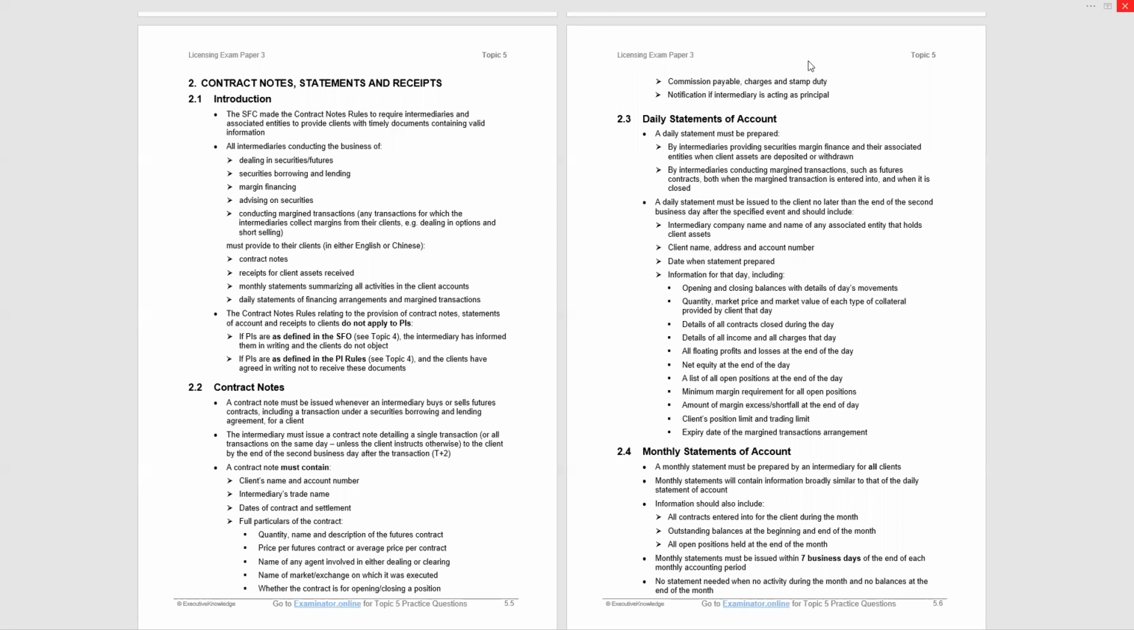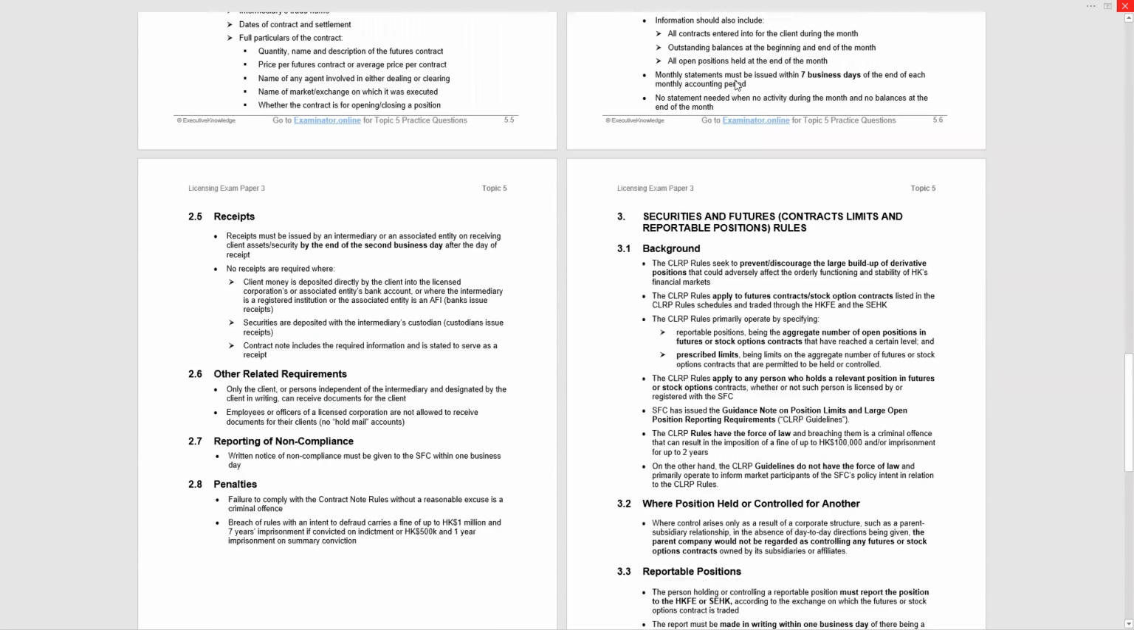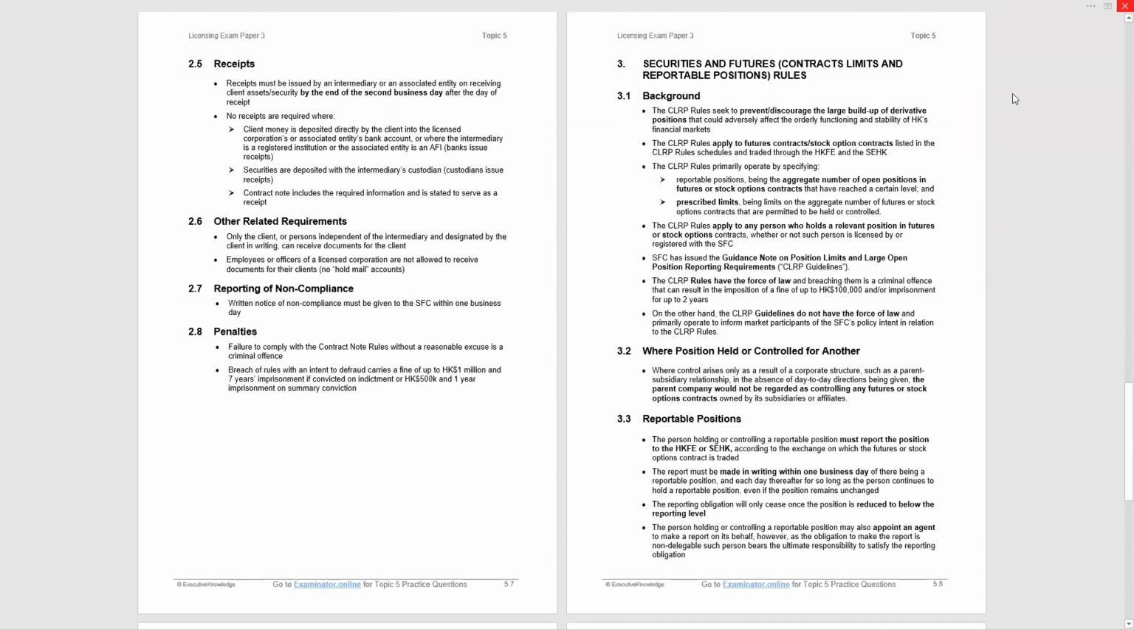And last point at page 5.6, no monthly statement is needed when there's no activity during the month and no balance at the end of the month. In other words, if you've got opening balance 0, no activity, and closing balance 0, no need to issue a monthly statement. And then we've got details on receipts. They must be issued by an intermediary or an associate entity when they receive client asset security by the end of the second business day, T+2.